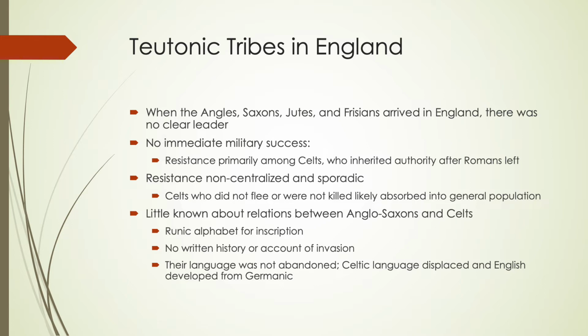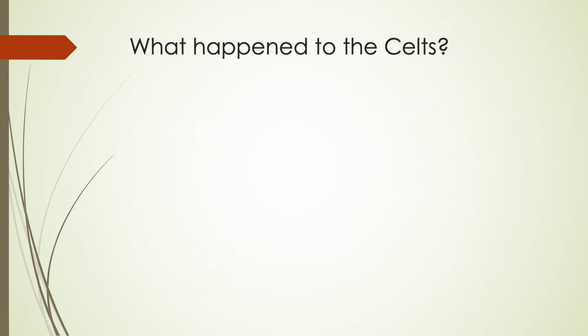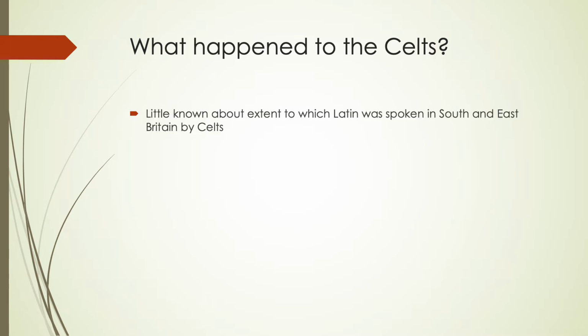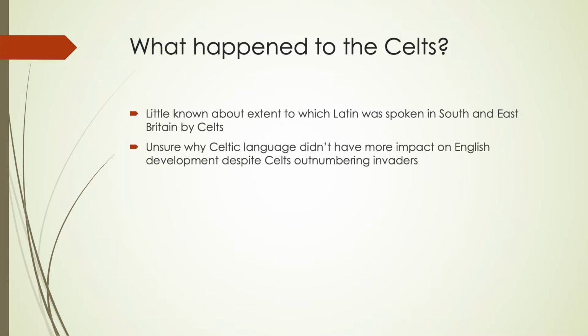The Celtic language was moved into the areas that the Celts were relegated to: what is now present-day Wales and Cornwall in the far western parts of southern England, and the Irish islands and the northern areas that weren't invaded by these Teutonic tribes at the beginning. But when we're trying to understand what happened to the Celtic tribes and the Celts as a group of people, there's not really a lot known about this. There's very little known about the extent to which Latin was spoken in these areas by the Celtic groups that lived there. And it's really unclear why the Celtic language didn't have more of an impact on English development, despite the fact that they outnumbered those who were invading.